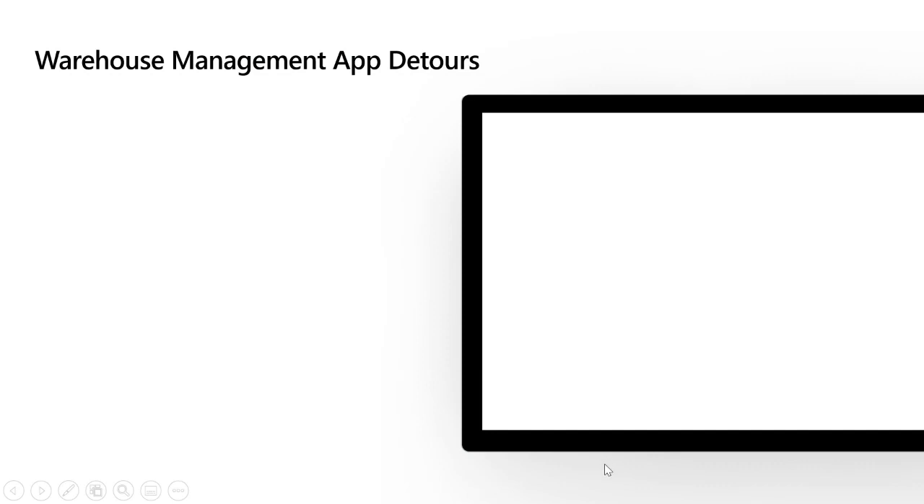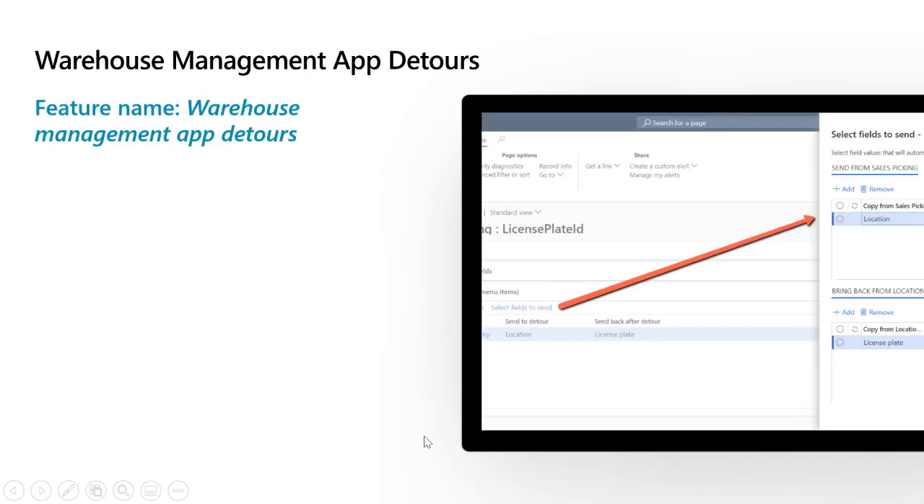I'm going to go along here. We're getting close to our time. I want to make sure that there's some time for questions. So let's go through our last feature that we have to talk about today, and arguably one that many people have been waiting on for a very long time. So this is our warehouse management app detours. Same name for the feature to enable it.